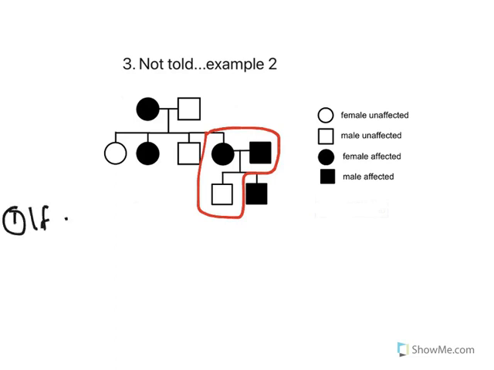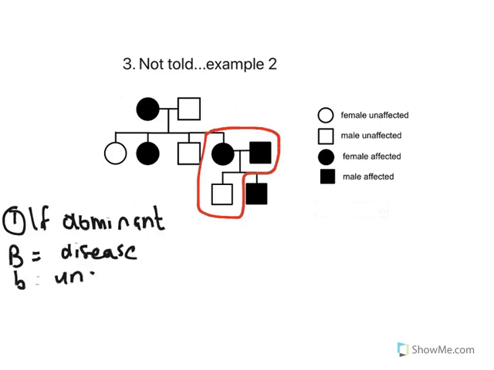Scenario 1, if dominant, would that be possible? Would it be possible for two affected parents to have an unaffected child if the disease is dominant? So big B affected is dominant, so that's going to be disease, and little b equals unaffected. So that child would have to be two little b's. They would have had to have gotten one from each parent, and if the parents were heterozygous, they could be affected but still have an unaffected child.